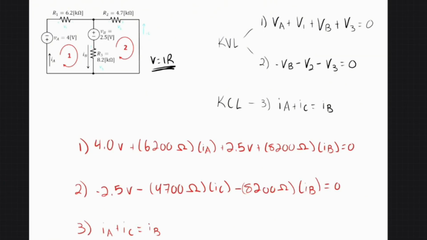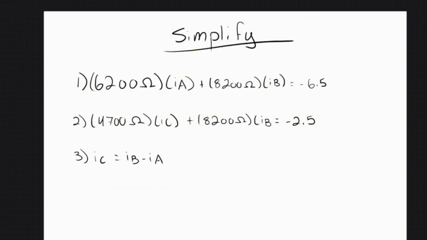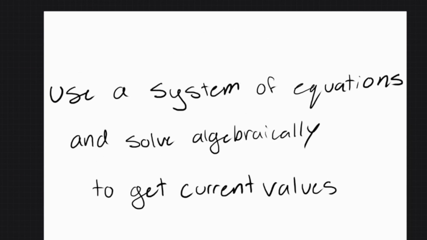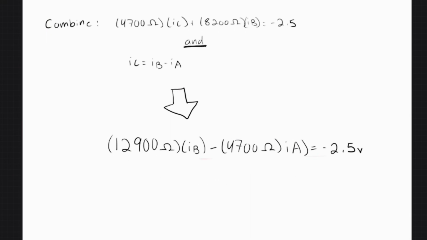Next, we will just plug in our values. After simplifying the three equations, this is what we have. Using these three equations, we can solve for IA, IB, and IC. First, let's set up a system of equations to make it easier to work with. The first thing I'll do is combine these two equations by substituting one into the other. After simplifying, we get the equation being underlined here in red.